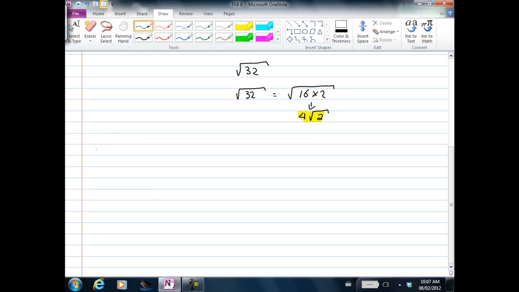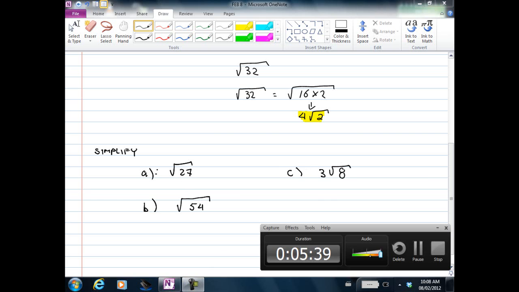I want you to simplify. It says simplify. Again, I'm just going to give you a few quick questions. A: root 27. B: root 54. C: 3 root 8. C is going to be a bit more challenging. I want to see who can tackle C. Guys, I'm going to pause it and let you have some fun.